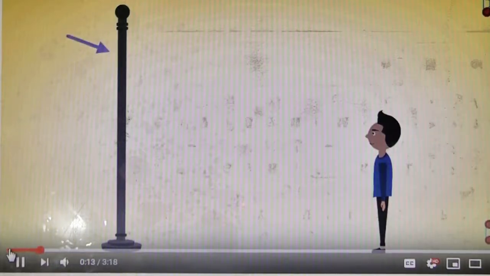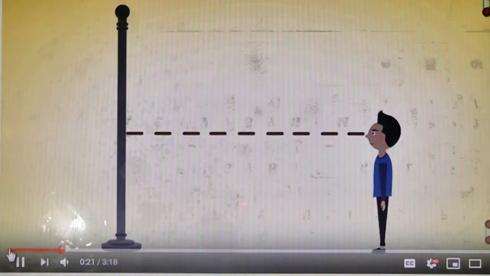Dear students, let's have a description about elevation and depression. For example, we have a flagpole and a person standing in front of it. If a person is looking straight towards the flagpole and the line of sight from his eye towards the flagpole is straight, it's a line of sight, but this is called the horizontal line of sight.